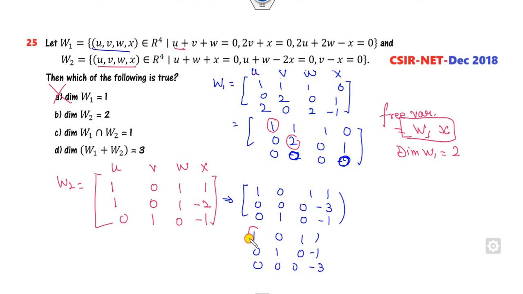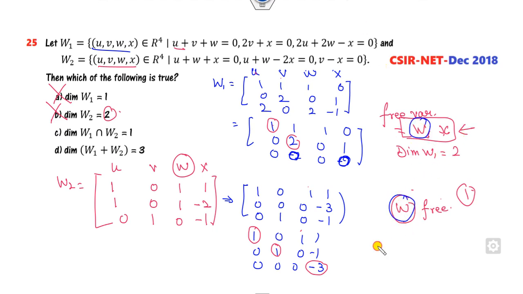So clearly it has diagonal values, and the third component, that is W, is a free variable. So how many free variables are there? 1. So the dimension of W2 is 1. Is there any common variable in this? You can see W is the common variable, so there is only one common variable, so the dimension is 1. So this option is cancelled. So the right answer is C.